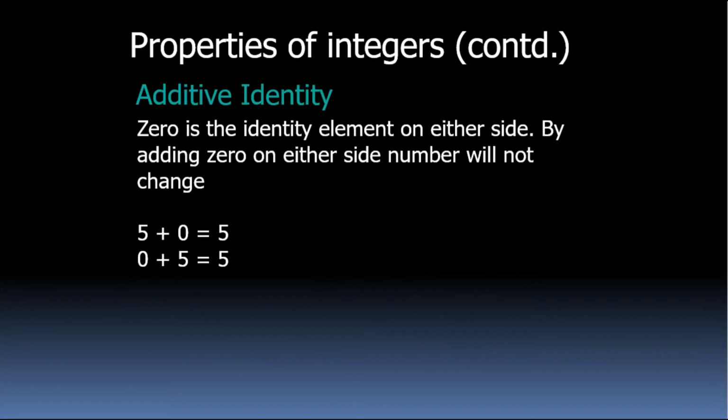Then there is the additive identity. 0 is the identity element on either side. By adding 0 on either side, the number will not change. Like 5 is added to 0 or 0 is added to 5. In either way, the answer will remain the same.